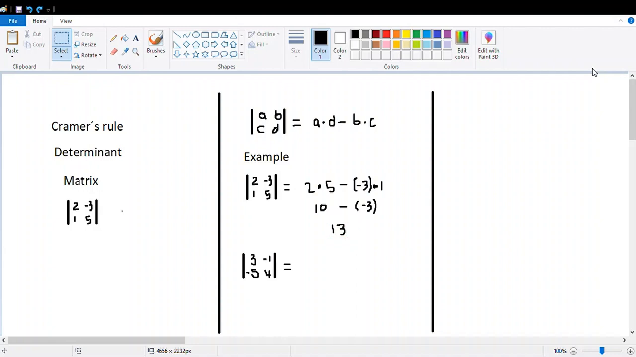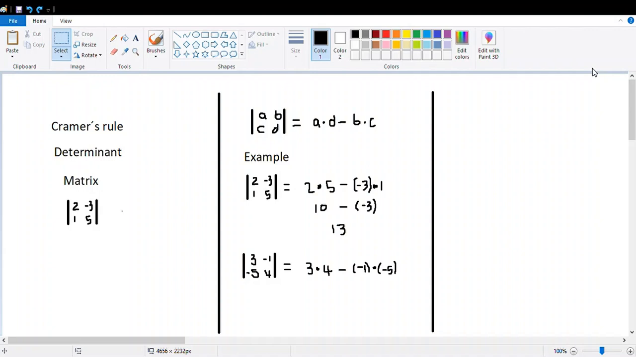Second example, let's check the second example. It's a different matrix, but the formula of the strategy is exactly the same. Then let's find the determinant, or evaluate the determinant for this matrix. We have to multiply the first diagonal. The first diagonal is 3 and 4. Then let's multiply 3 times 4. It's always minus. And the second diagonal is -1 and -5. Then let's multiply -1 times -5.